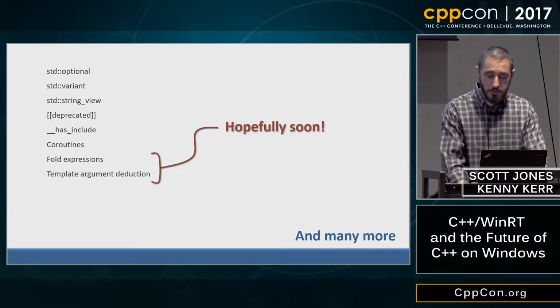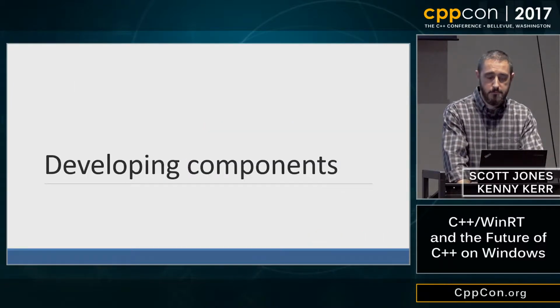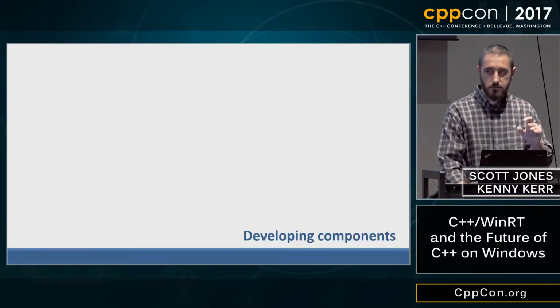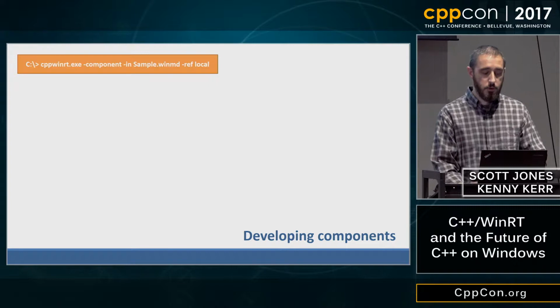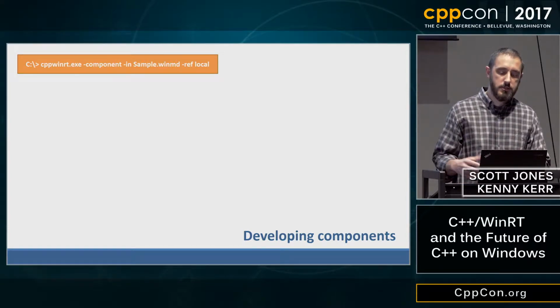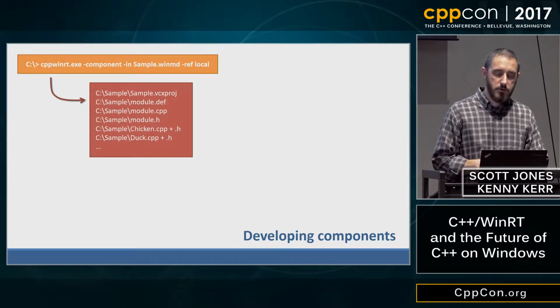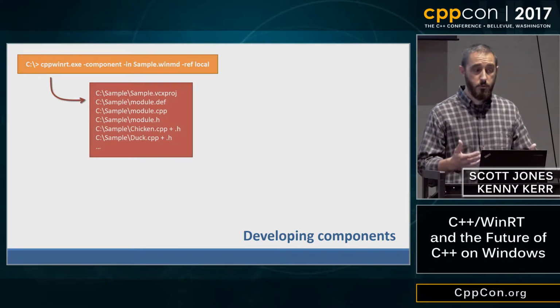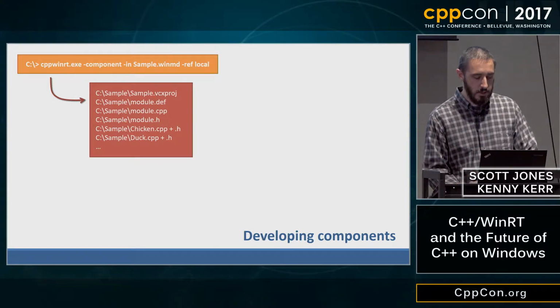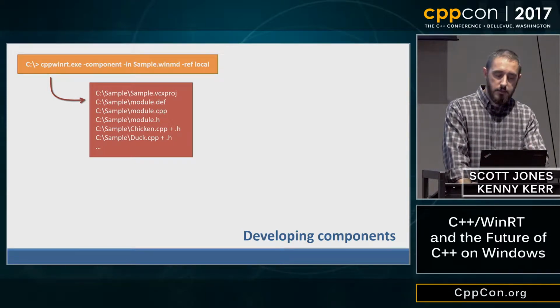I know a lot of you have asked me questions this week about developing components, so we'll talk about that now. Developing components is largely the same in terms of how our tooling works. You simply call that same cppwinrt executable that Scott demoed for us. There's a -component option which lights up the component authoring experience. Now this is not a different projection that it produces. It's rather a superset of the projection you would get if you were otherwise consuming those types. But it includes a Visual C++ project, a module.def file, and the various scaffolding you need to actually author your own types.